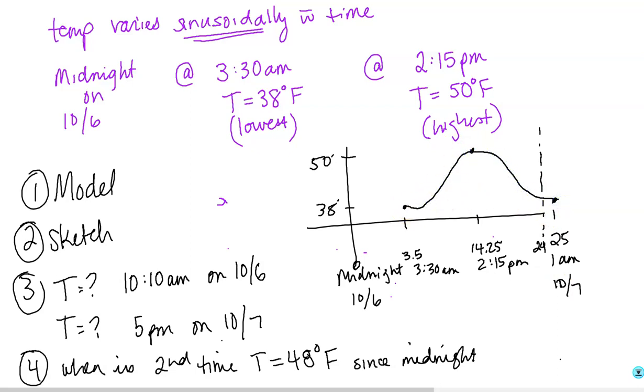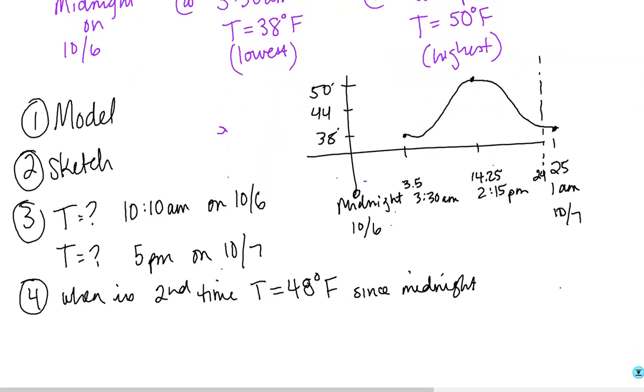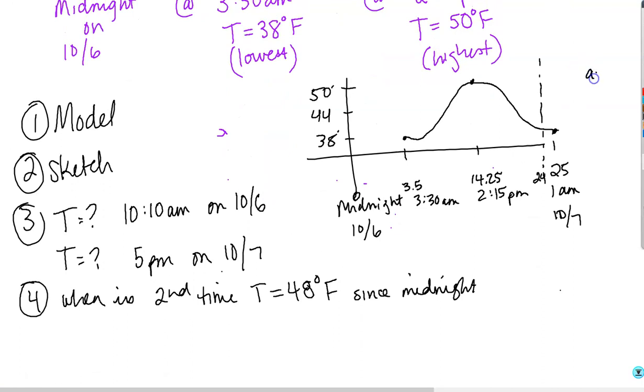I probably need my equilibrium, so I'm going to find the average of 50 and 38, and I get 44. Then I need to write my model, which is when I need A, B, C, and D. Let's see what we can get. I would start with D. Your equilibrium is at 44. Your amplitude is just your distance here, so 6.